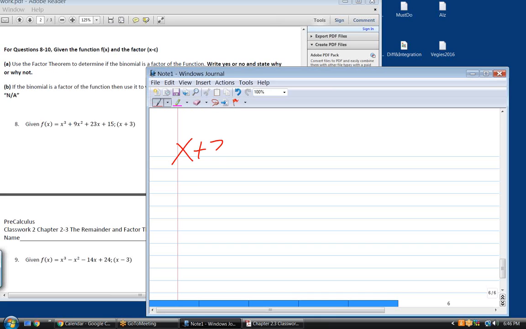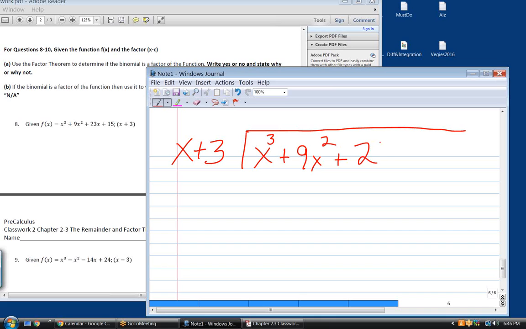Because there's really no difference. You have to do the same things. In other words, you have to account for every degree of x, but they're all accounted for in this problem. I don't need any dummy variables, but I would put one in. In other words, if there was no x squared term, I would put in 0x squared. Okay? The first step in the long division process.